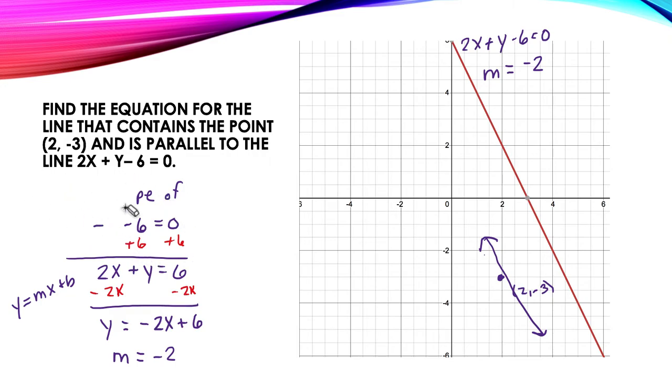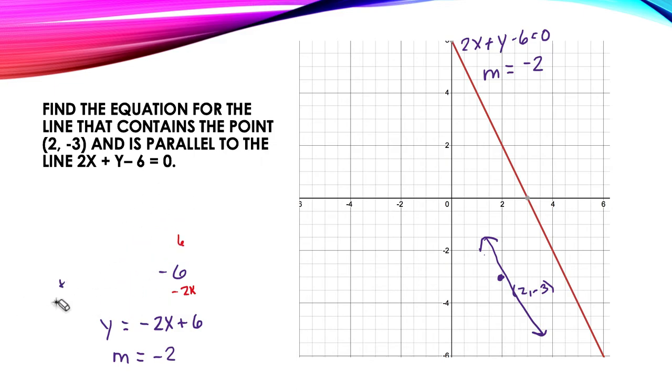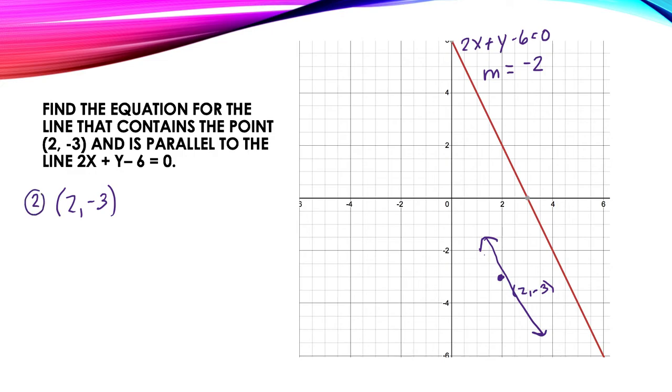So now we want to think about what we know about the line that we're trying to find the equation of, the purple one. So I know that that line has the point (2, -3). This is step 2. I also know that the slope of that line is going to be the same as the slope of the red line because they're parallel. So now we have the point and we have the slope, and so we know that we can use our point-slope formula to find the equation of the line.